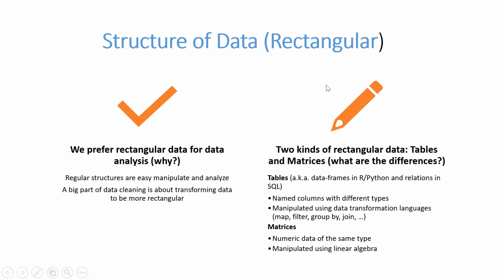So the structure of the data we prefer is rectangular. We prefer rectangular data because irregular structures are harder to manipulate and analyze. So a big part of data cleaning is about transforming data to be more rectangular. In other words, we always want to think about features, which are columns, and rows, which are the observations. There are two kinds of rectangular data, tables and matrices. Tables, as in R or Python, have named columns with different types, and we can manipulate them. Matrices are numeric data, all of the same type. We will learn how to use linear algebra to work with them.